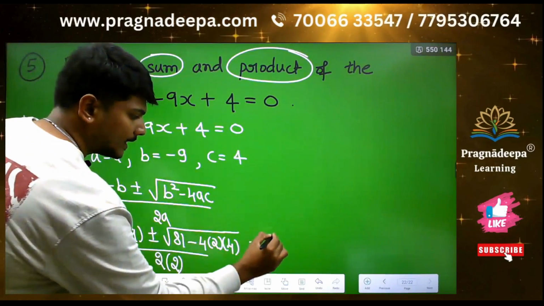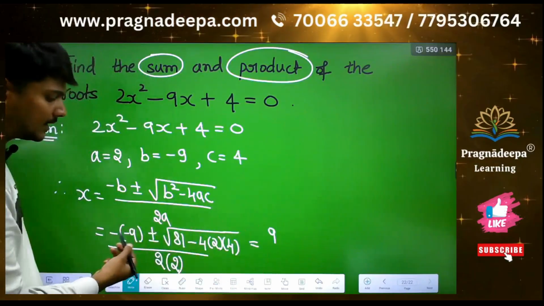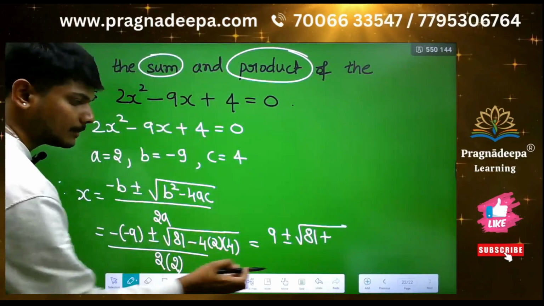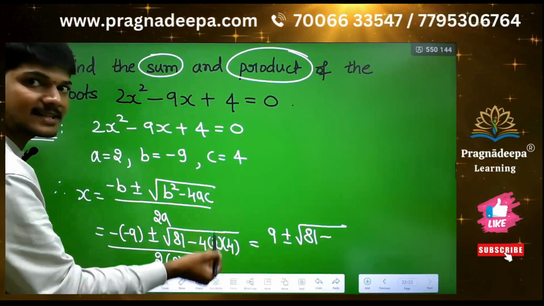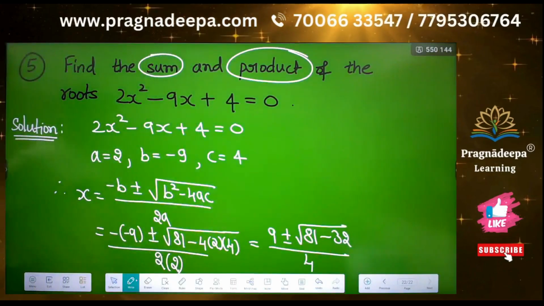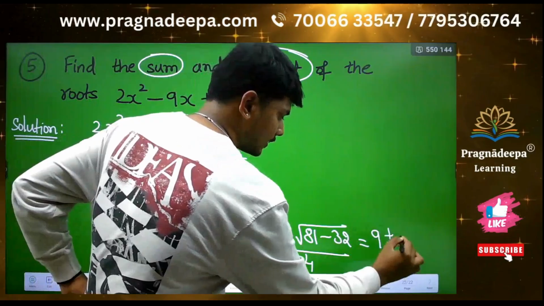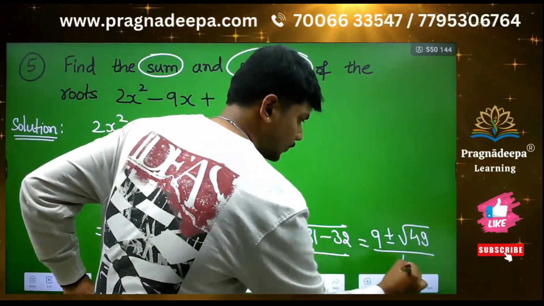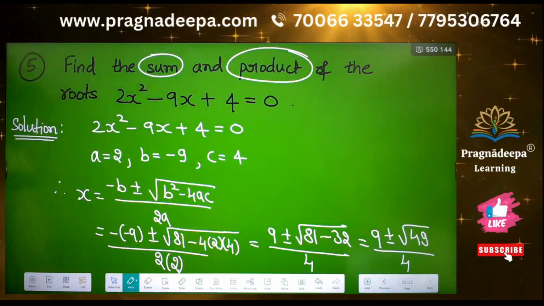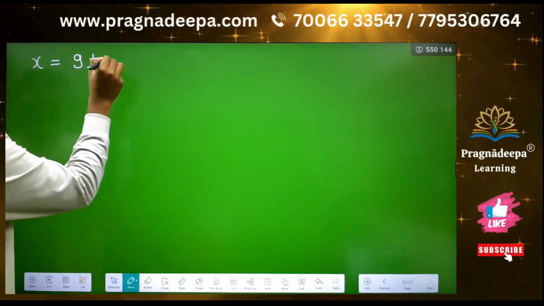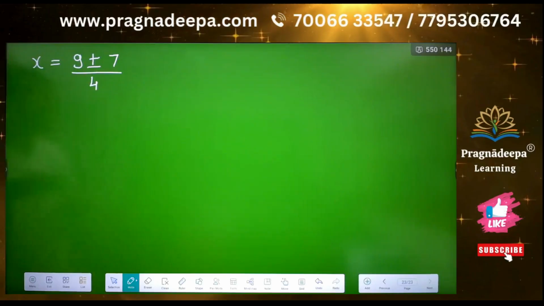So which will be equal to minus into minus 9. Minus of minus 9 will be plus 9. Minus into minus becomes plus. Plus or minus root 81 minus 4 into 4 into 2, 4 4s are 16, 16 2s are 32, divided by 4. 81 minus 32 will be 49. Square root of 49. Divided by 4. So therefore, the value of x is equal to 9 plus or minus root 49 means 7 divided by 4.